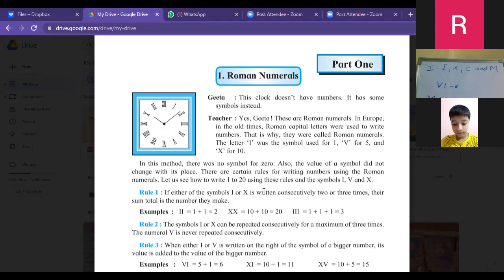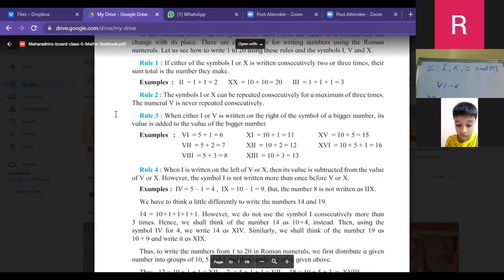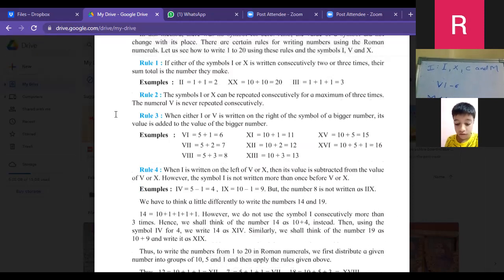Till now, here we did addition with the symbol numbers like I, X, V, clear? Now see in your textbook, rule number 2, okay? The symbol 1 or a 10 can be repeated consecutively for a maximum of 3 times. The same thing I told you just now, and numeral 5 is never repeated. When either 1 or a 5 is written on the right of the symbol of the bigger number, its value is added to the value of the bigger number. Now here see what it says.